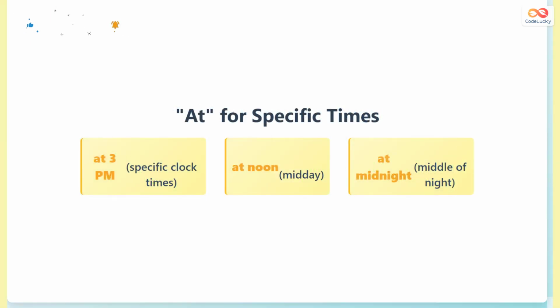Use the preposition at to name precise times on the clock. For example, say at 3 p.m. for a specific time during the day. Use at noon to talk about midday, the middle of the day. Say at midnight for the time in the middle of the night. At points to exact moments in time.